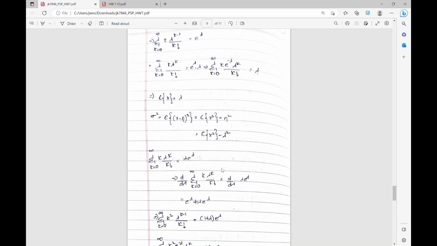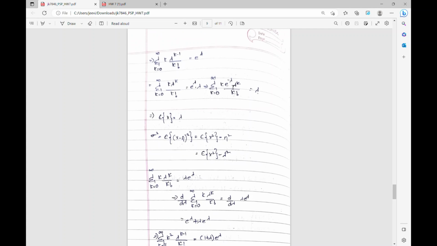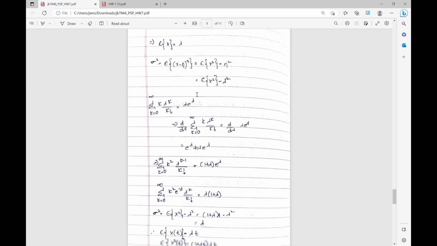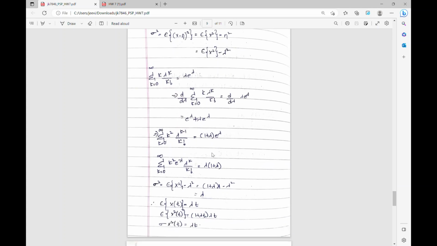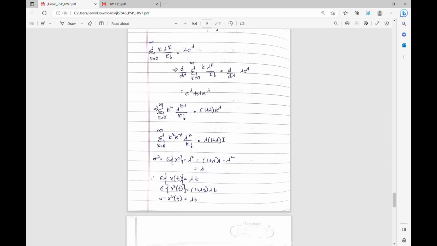The expected value of x square will be the summation k equal to 0 to infinity of k into lambda to the power k by k factorial, which is equal to lambda into e to the power lambda. Now, again differentiating on both sides, we get e to the power lambda plus lambda into e to the power lambda. That is, the summation k equal to 0 to infinity of k square into lambda to the power k minus 1 by k factorial is equal to 1 plus lambda into e to the power lambda.